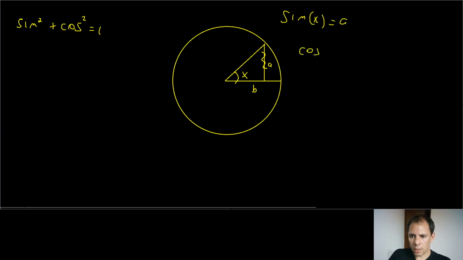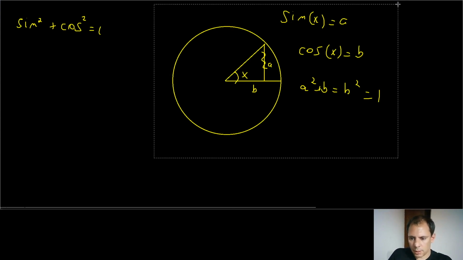The cosine of x is going to be this distance right here, this is the b, divided by the hypotenuse, which is just 1. So you got a right triangle in here. If you have this squared plus this squared, you have a 1. So that's where this identity comes from, the unit circle. It's going to be a squared plus b squared equals the hypotenuse squared, which is 1. So that's where it comes from.